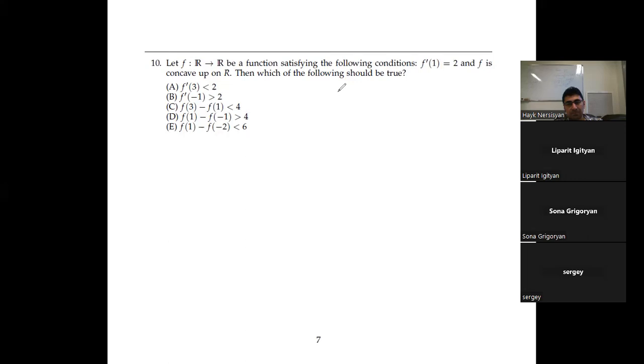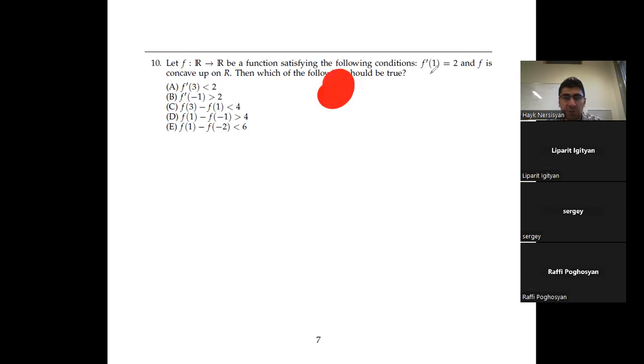So now, let's see what's going on here. F prime at 1 is 2, F is concave up. Concave up is translated into the derivative of function in the following way. So if function is concave up, what we can say about F prime? Always increasing. So F prime is increasing here.